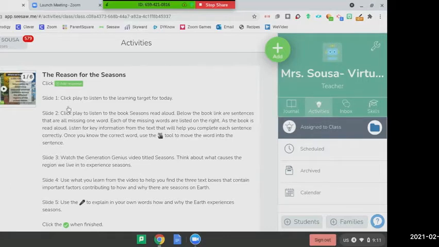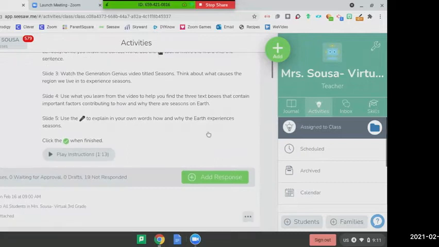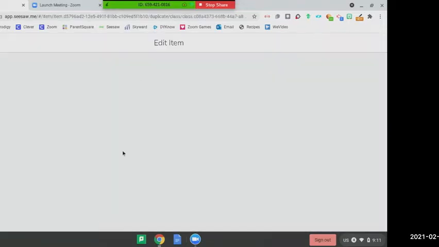Slides 1 and 2, it says click play to listen to the learning target. And then we're going to listen to a book on seasons read aloud. Below the book are sentences that are all missing one word. Each of the missing words are listed on the right. As the book is read aloud, you're going to listen for key information from the text that will help you complete those sentences correctly. Okay, and we'll use that drag tool. So go ahead, please, and click on Add Response for that reason for the seasons.